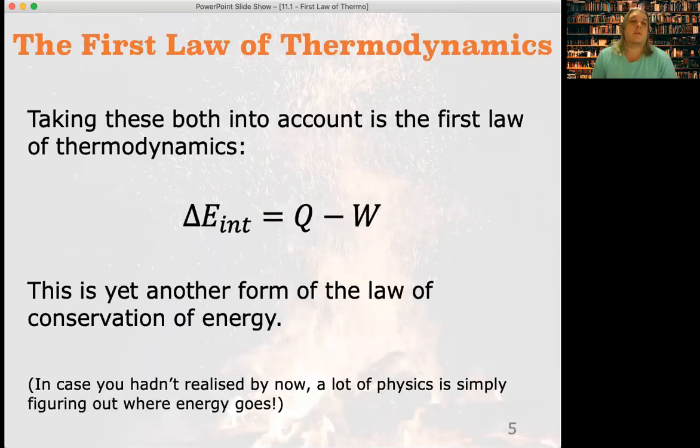And that brings us to the first law of thermodynamics. It's just combining those two. That's all we do. We've got the relationship between internal energy and heat and internal energy and work. So if we put them both together, then we have the first law of thermodynamics.